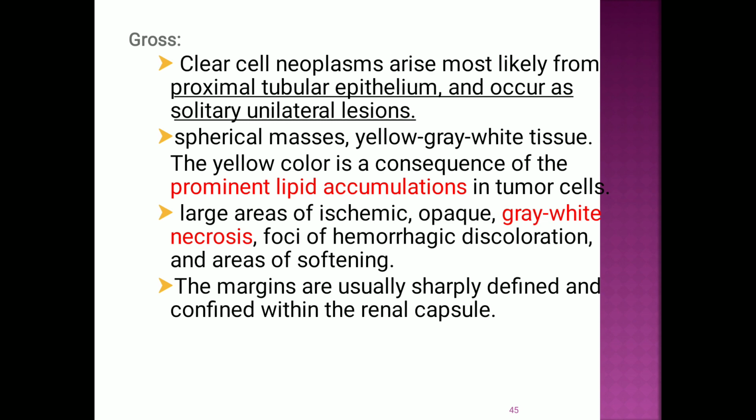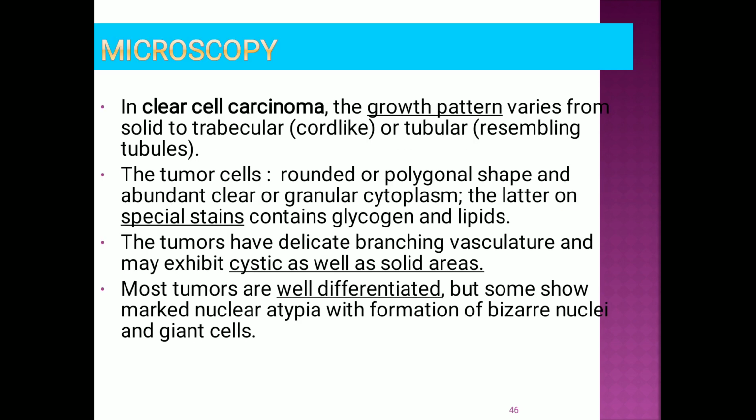Grossly, clear cell neoplasms arise most likely from proximal tubular epithelium and occur as solitary unilateral lesions. The spherical mass is yellow, grey, white tissue. The yellow color is a consequence of prominent lipid accumulation in tumor cells. There are large areas of ischemic opaque grey-white necrosis, foci of hemorrhagic discoloration, and areas of softening. The margins are usually sharply defined and confined within the renal capsule.